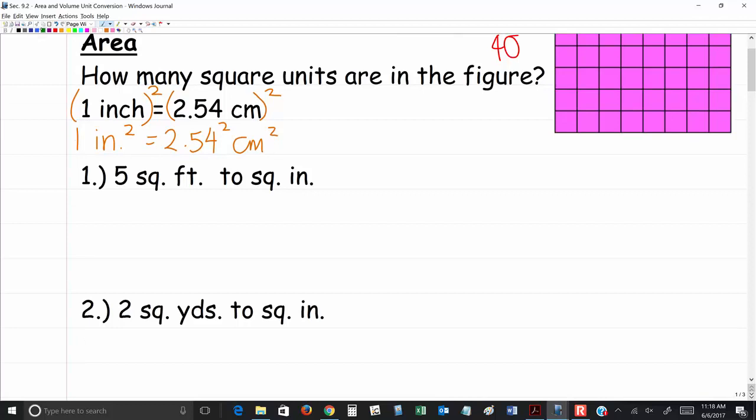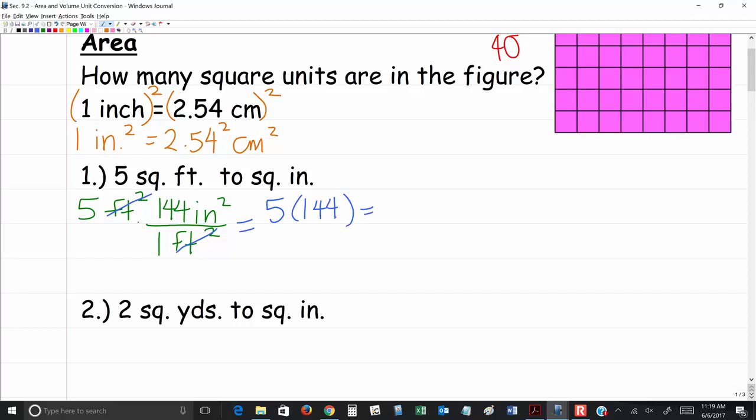So you have 5 square feet. That's just another way to write square feet, just write feet squared. So I know that 1 square foot would contain 144 square inches because 144 is 12 squared. So then you would have to multiply 5 times 144. So you get 720 square inches.